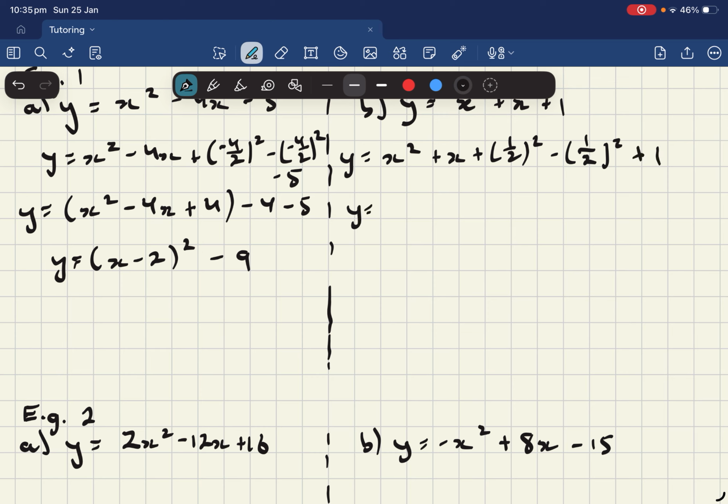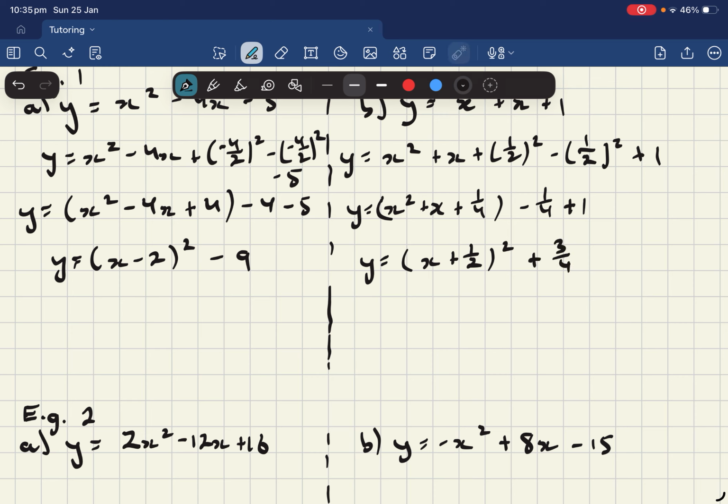Now this is going to give me y equals x squared plus x plus 1 over 4. This part is my perfect square bit. And then I subtract the 1 over 4, I should say. And then plus 1. And this thing on the left will factorize down if we do our PSF. We want two numbers that multiply to give a quarter and add to give 1. This is going to be a half and a half. So we get x plus a half squared and then plus 3/4.